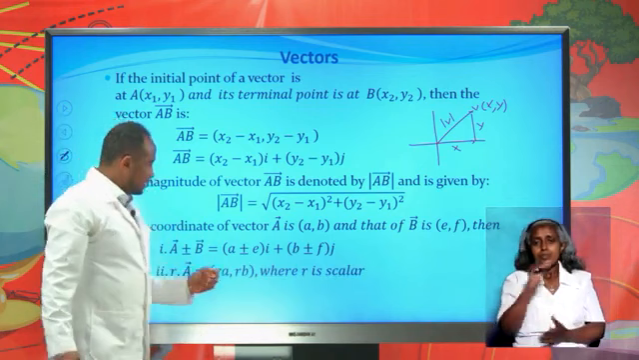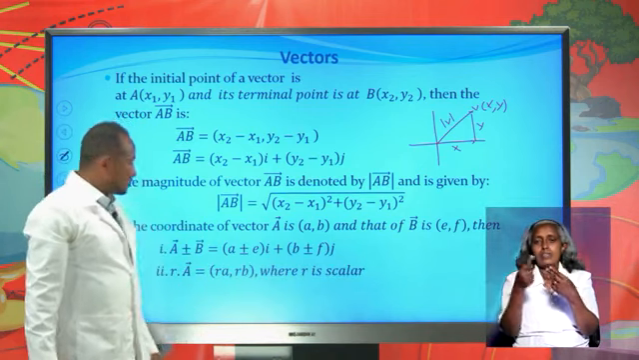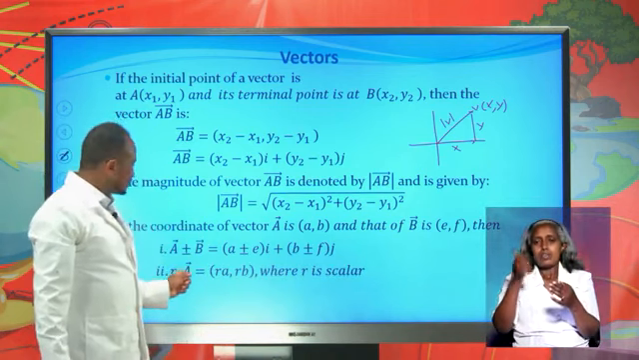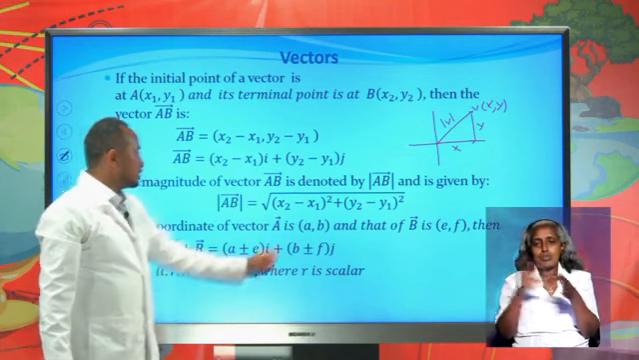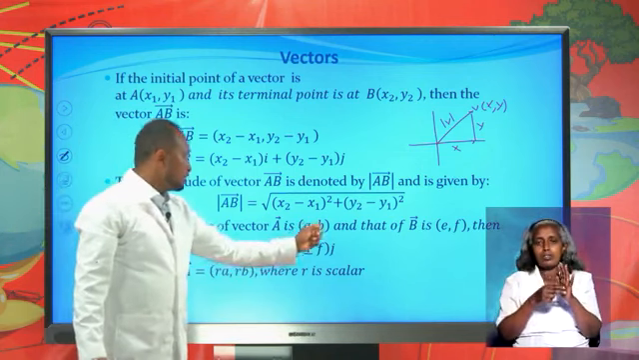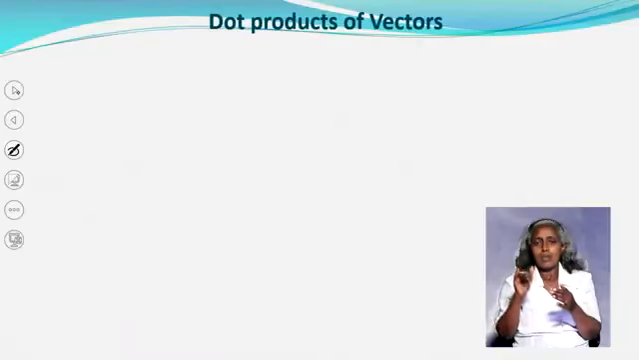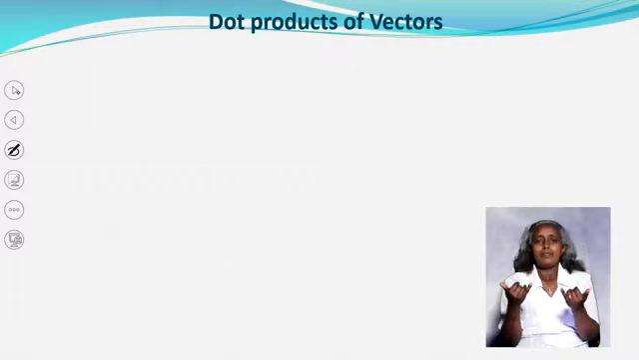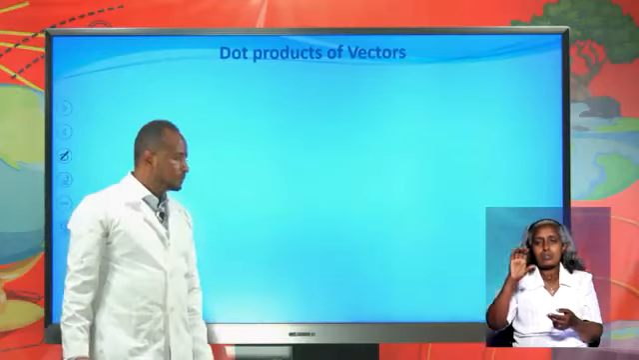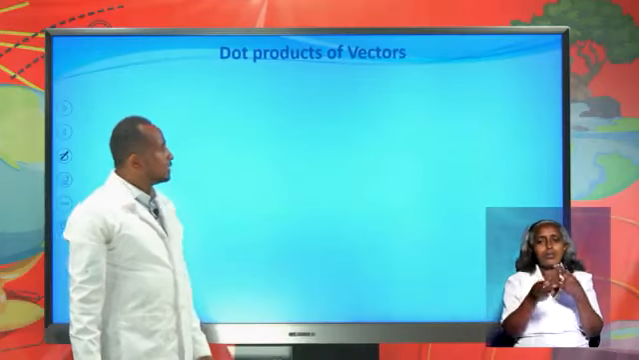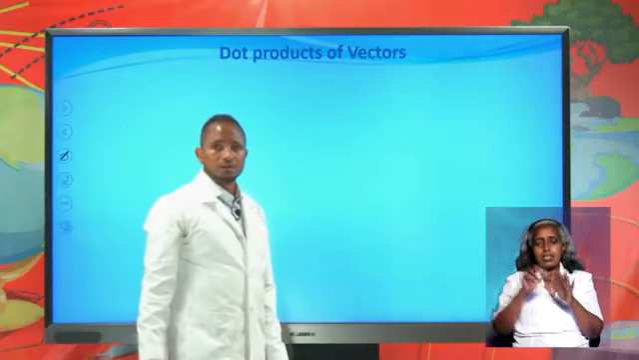And to multiply the vector by a scalar r, you simply multiply each component. So, rA means you multiply A and B by r. Okay. Now, let's see about dot products of two vectors, or scalar product. What does this mean? Scalar product.